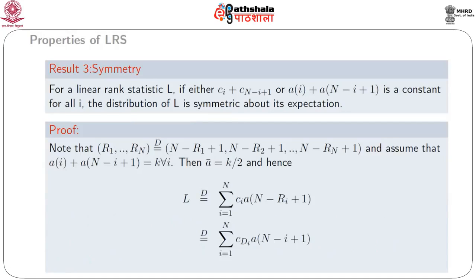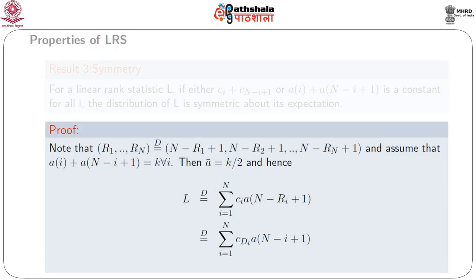Our next property is related to symmetry. For a linear rank statistic L, if either Ci plus C_(n minus i plus 1) or Ai plus A_(n minus i plus 1) is a constant for all i, the distribution of L is symmetric about its expectation. Note that the joint distribution of R1, R2, up to Rn is the same as the joint distribution of n minus R1 plus 1, n minus R2 plus 1 up to n minus Rn plus 1.